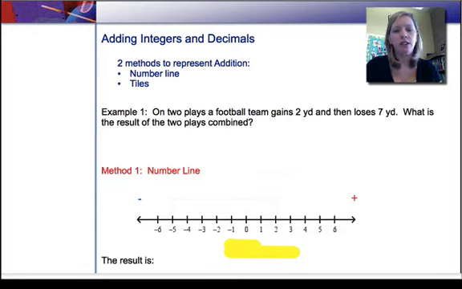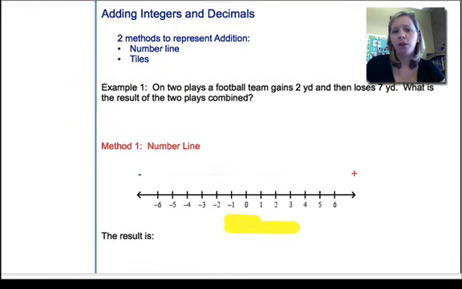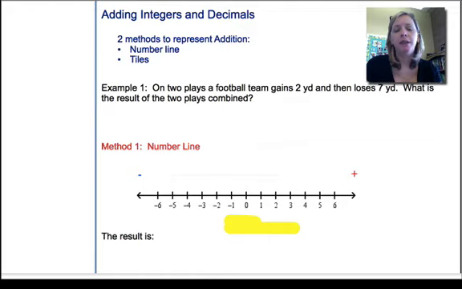Okay, so here is our first example. It's a football example, so you'll have to forgive me. Let's say on a football field, there are 2 plays, and in the first play, the team gains 2 yards, and in the second play, loses 7 yards. We want to figure out what is the result of the 2 plays combined. So the first thing we need to do is turn this into a problem.